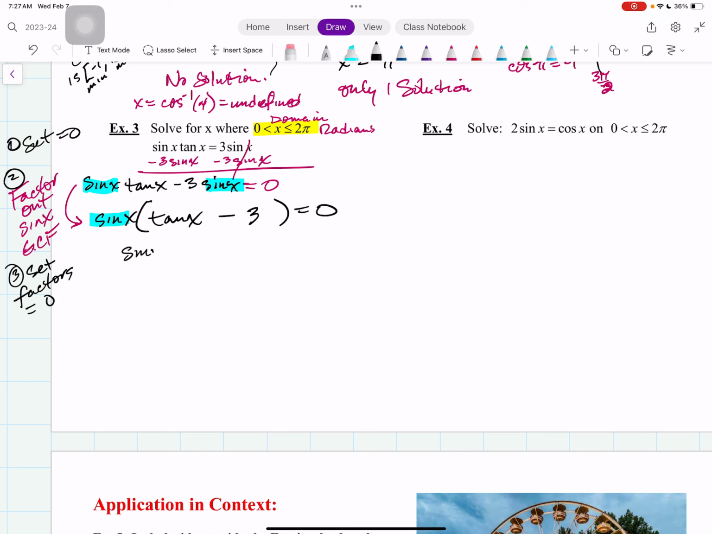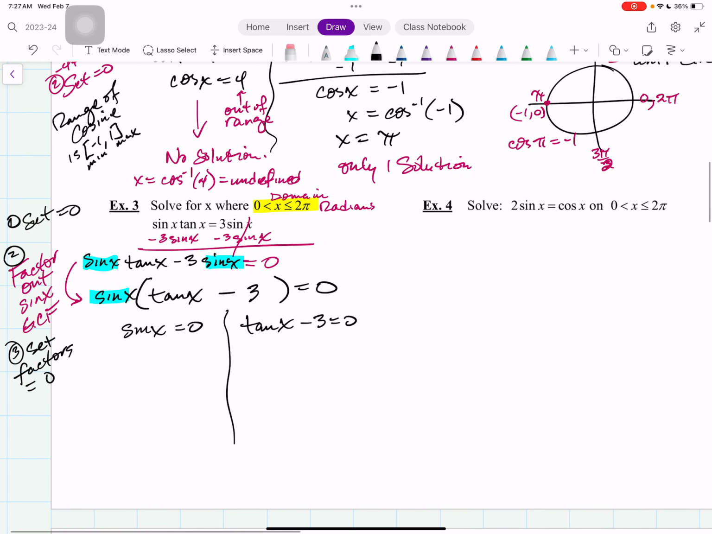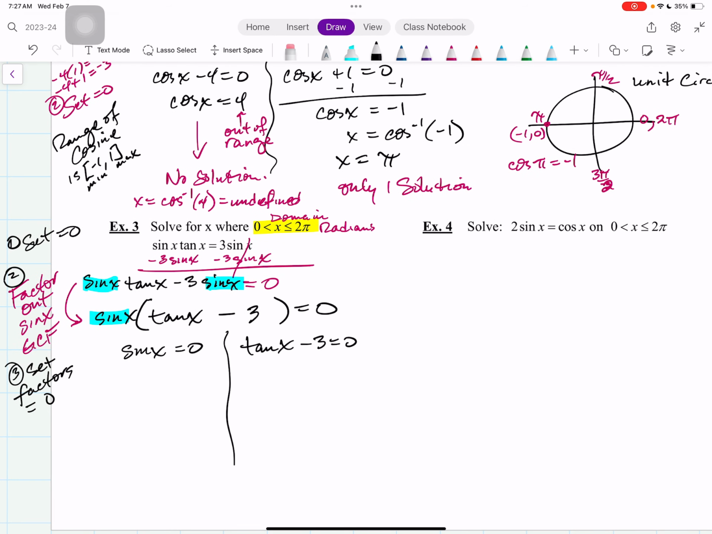So now we have two equations: sine x, when is that equal to 0? And then the other equation, we have tangent x minus 3 equal to 0. So you got to ask yourself, when is sine x equal to 0? Well, you got to go back to the unit circle again. And sine x is equal to 0 at 0 and pi.